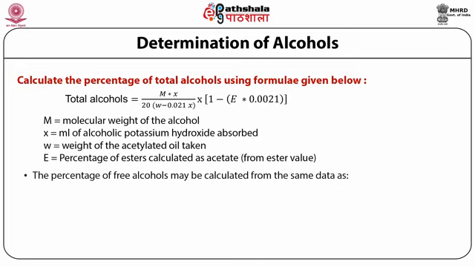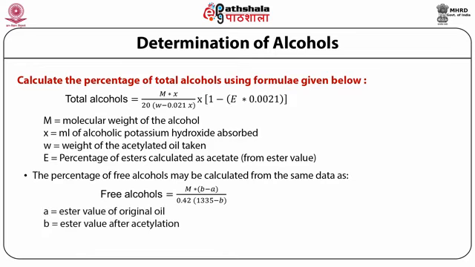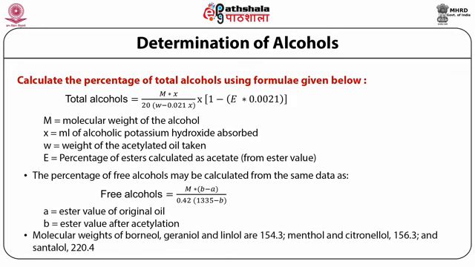The percentage of free alcohols can also be calculated using the same data, using the formula given there, where A is the ester value of the original oil and B is the ester value after acetylation. Molecular weights of borneol, geraniol and linalool, which are the constituents of many of those volatile oils, are 154, while for menthol and citronellol it is 156 and santanol it is 220.